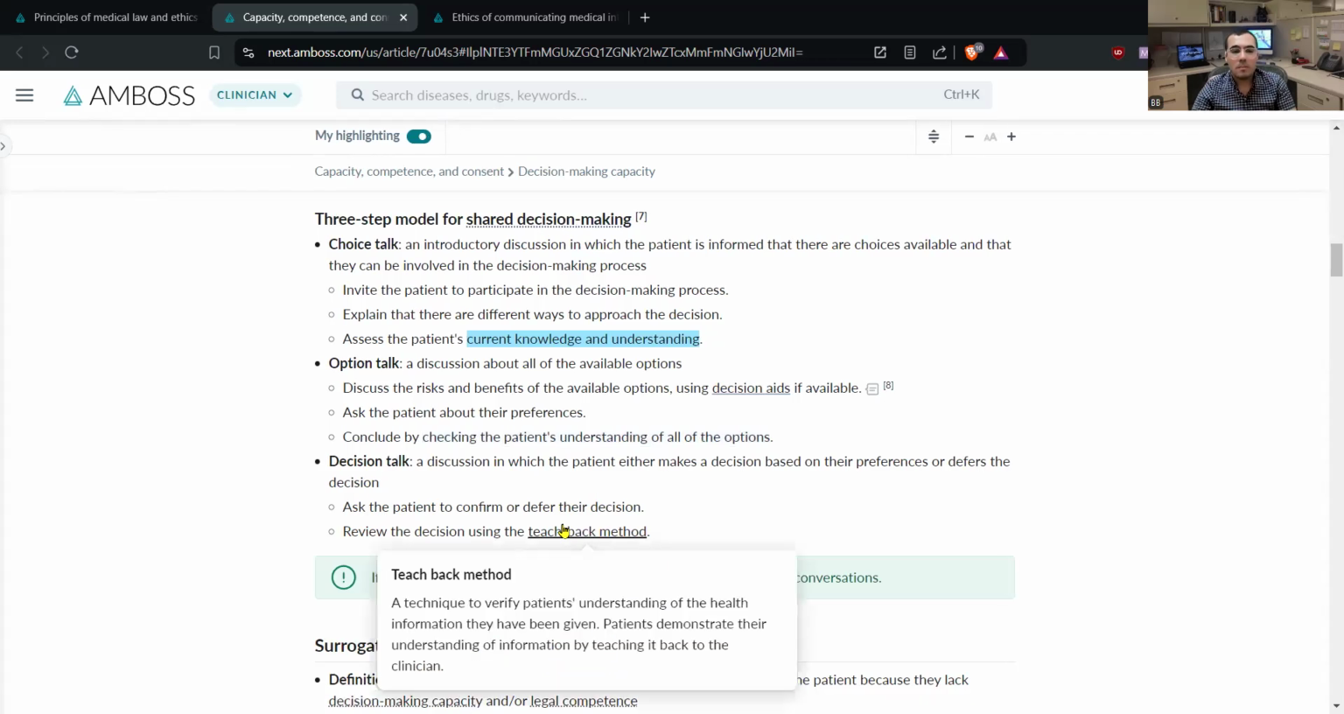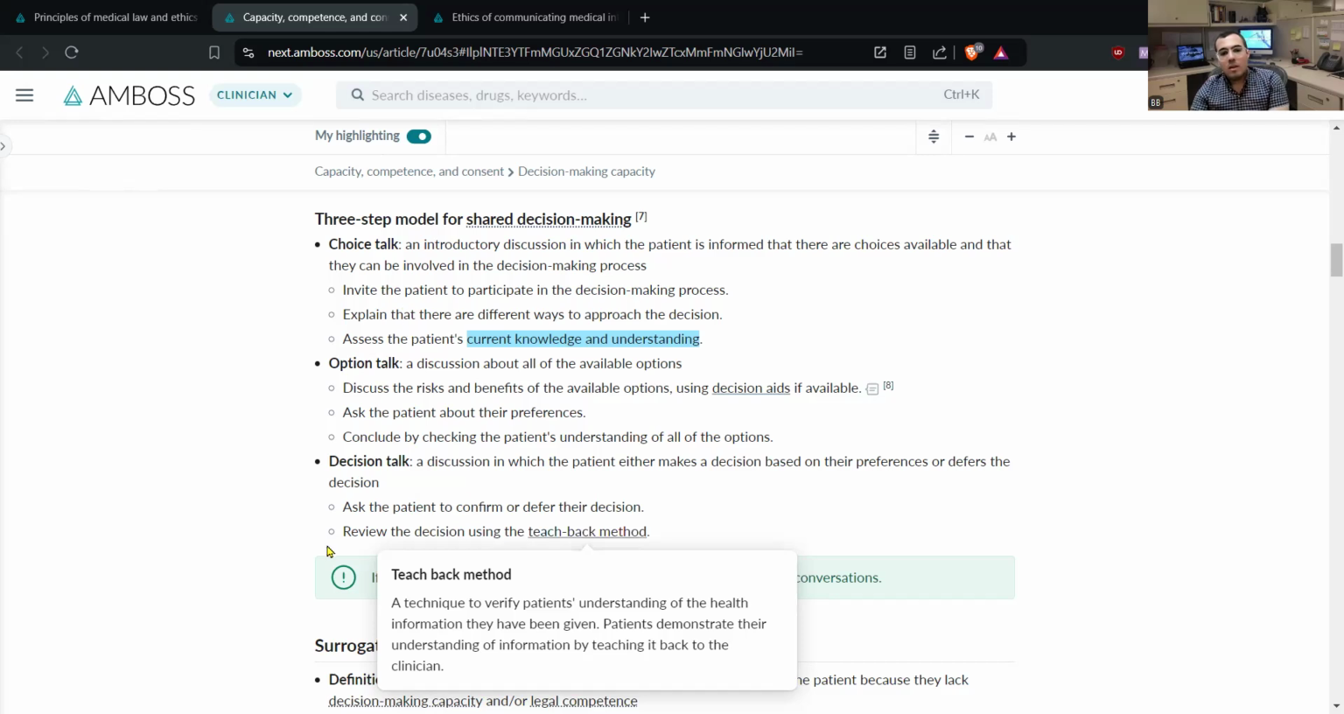The teach-back method is a technique to verify patients' understanding of the health information they have been given. Patients demonstrate their understanding of information by teaching it back to the clinician. This is a very important one that we really use in clinical practice. You have ulcerative colitis, and we're going to give you an aminosalicylate, ASA enema, for example. Do you know what I told you? As I teach the patient, I want the patient to teach me.